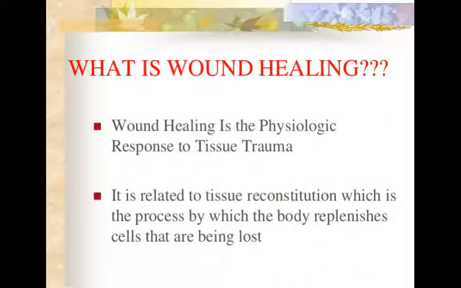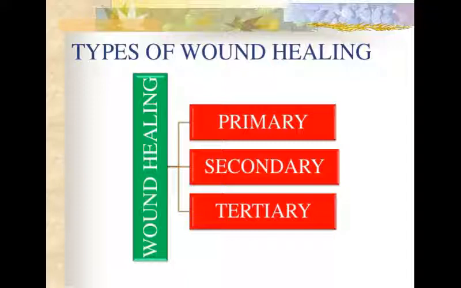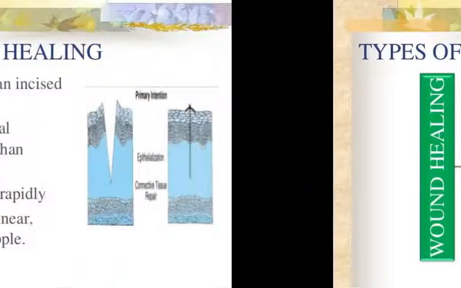Wound healing. Let's discuss wound healing. Wound healing is the physiologic response to tissue trauma. It is related to tissue reconstitution, which is the process by which the body replenishes cells that are being lost. Types of wound healing are primary, secondary and tertiary.